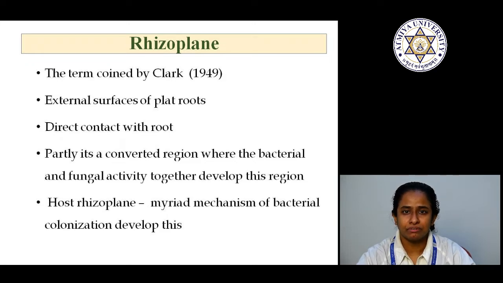Apart from that, if I talk about some properties of the rhizoplane region, this is the region in direct contact with the root, and partly it is a converted region too. With that, it has influential activity of bacteria and fungi in this particular region.